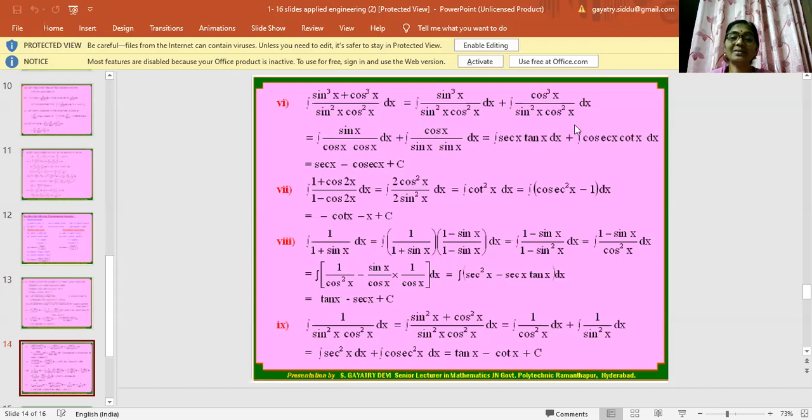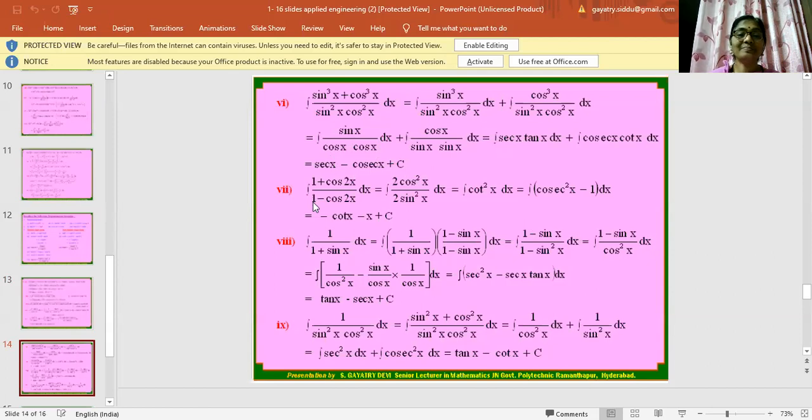Similarly, cos x by sin x is cot x, and 1 by sin is cosecant x. So you can write the two terms as secant x into tan x and cosecant x into cot x, whose integration is a direct form. The first integration gives you secant x, the second gives you minus cosecant x, plus integrating constant c. So divide the denominator and cancel the powers, split the remaining one to get a comfortable form for which we have an integration formula, and substitute it.